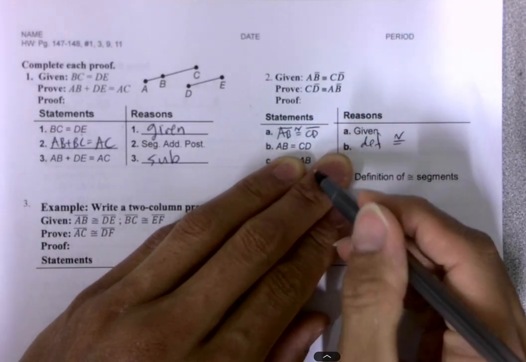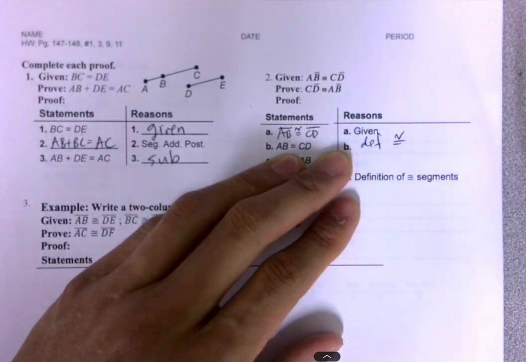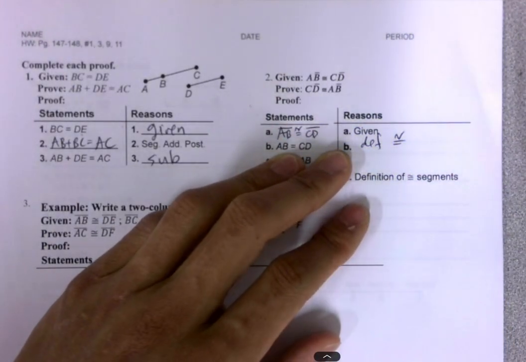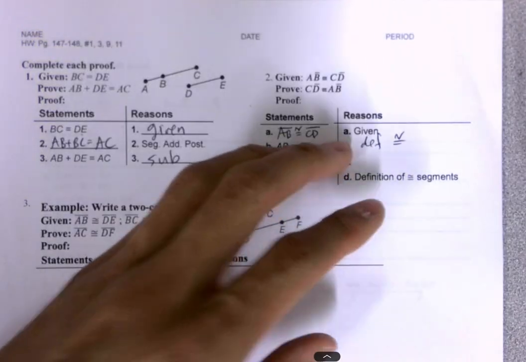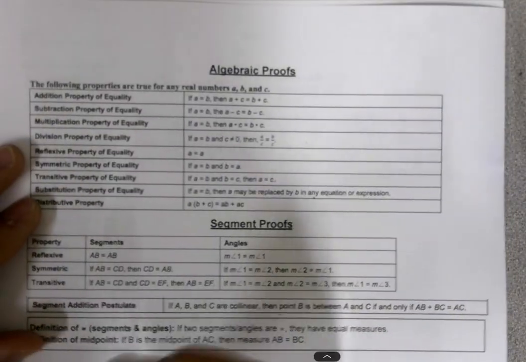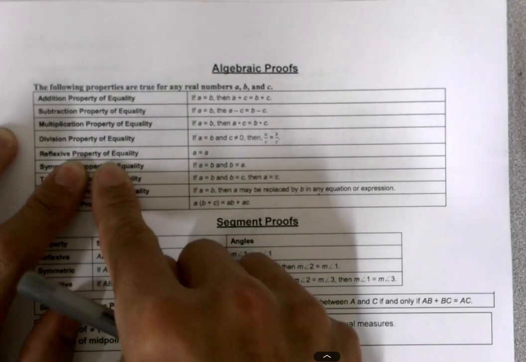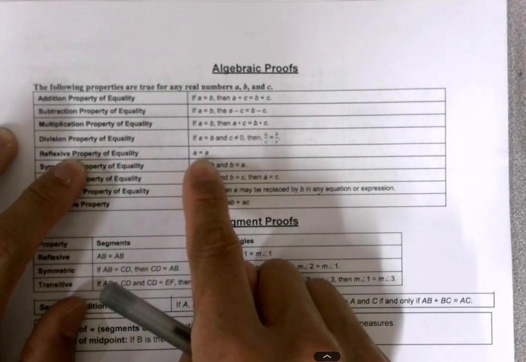So what we need to do here on statement B is we need to flip it. We need the CD on the left side and the AB on the right side, right? And so what property allows us to do that? Well, if we're looking here, it is not reflexive, right? That's a common mistake. Reflexive is same equals same.